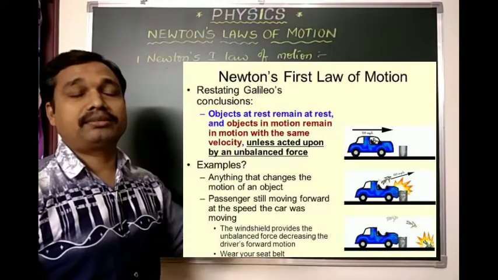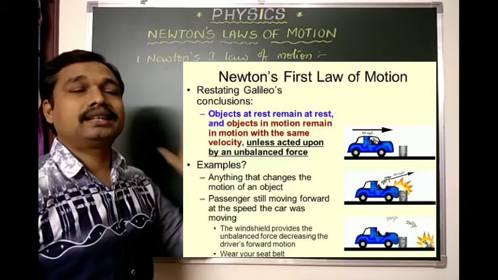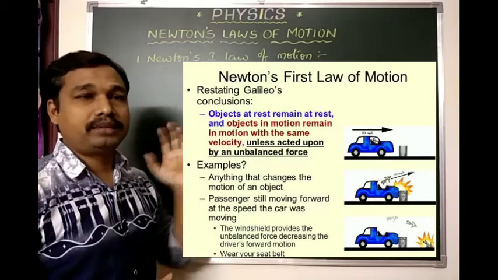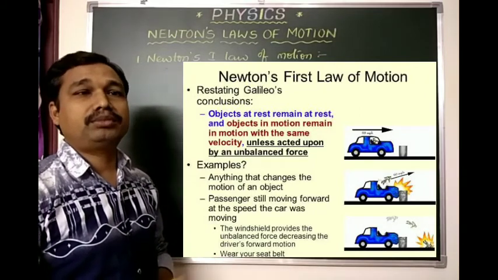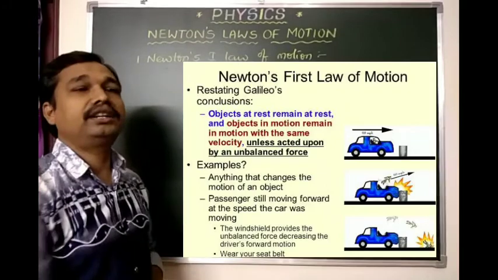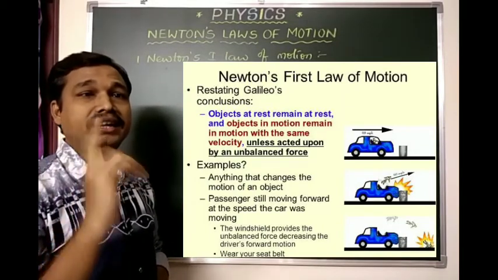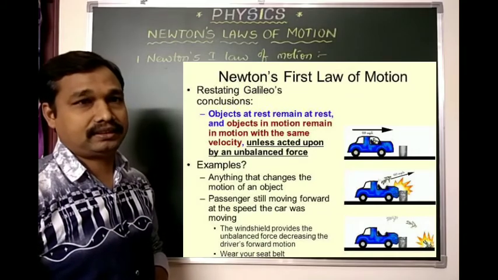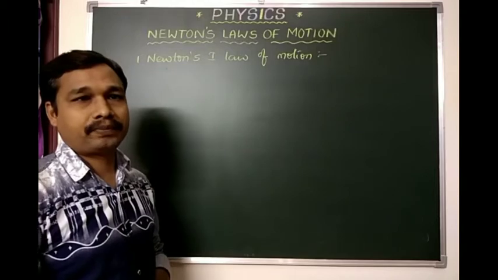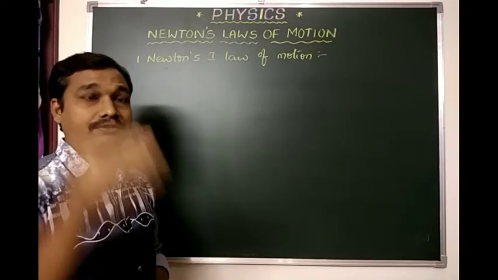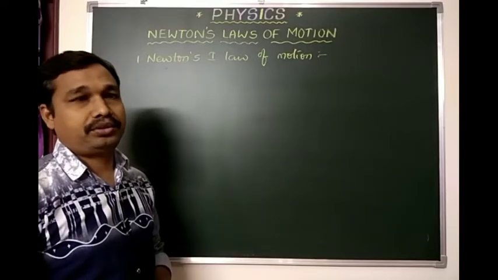What is Newton's first law of motion? According to Newton's first law of motion, an object at rest remains at rest. An object in motion remains in uniform motion only. If an object is moving in a straight direction, it will continue in that direction until and unless an external net force is acting. If there is no net force acting, it will remain as it is. If there is a force acting, then it will change.